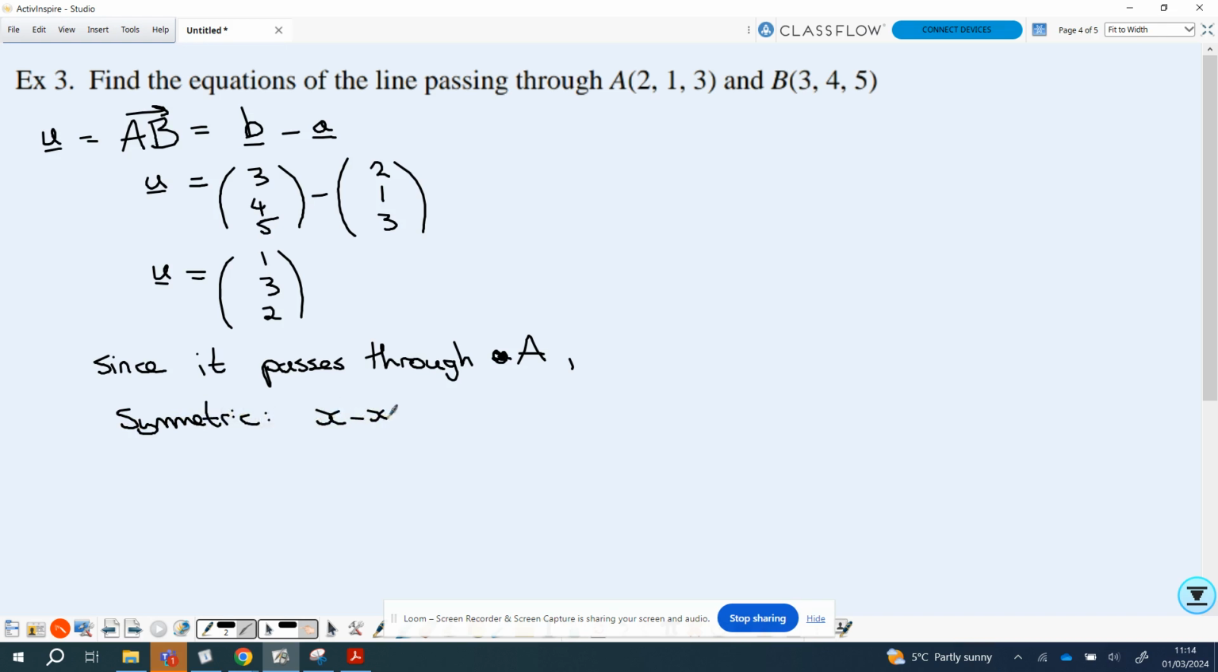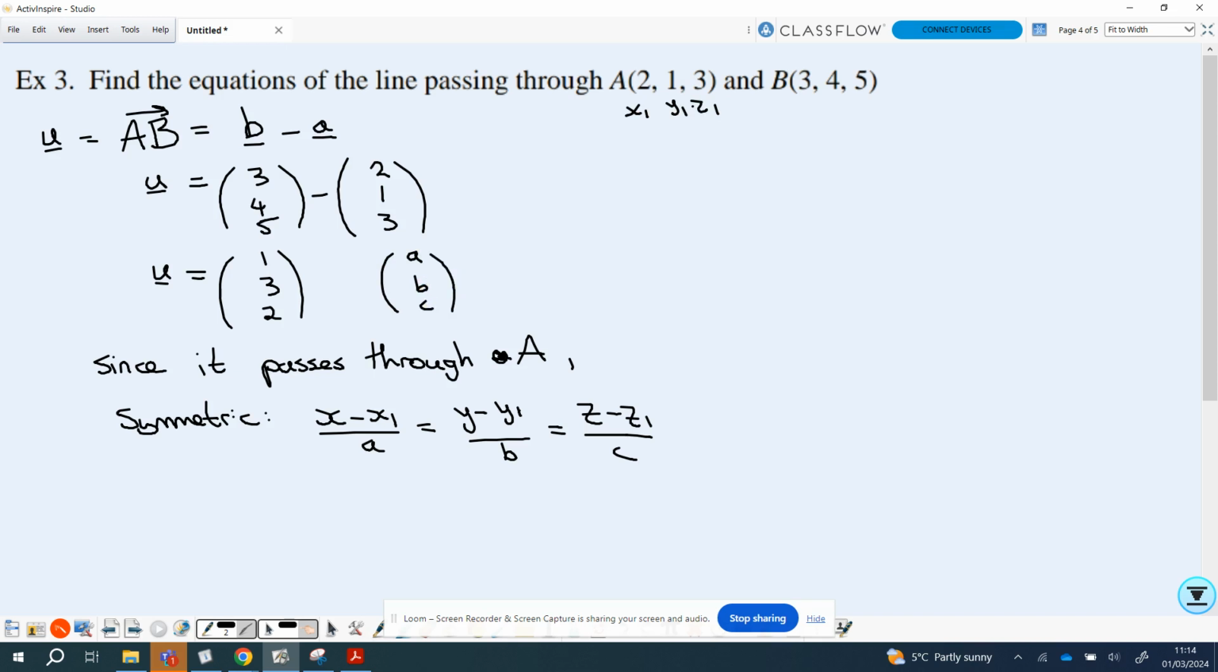That was x minus x1 over A, and that equals y minus y1 over B, and that equals z minus z1 over C. Okay, and just a reminder where we get each value from. I made a mistake there, sorry. If I'm using the A coordinate, that's going to be x1, y1, z1. And remember, my u vector is my direction, which is denoted A, B, C.